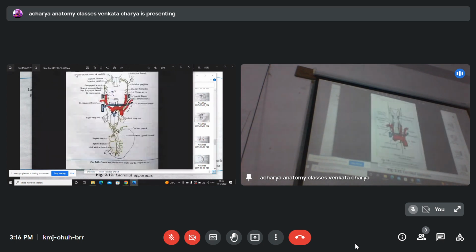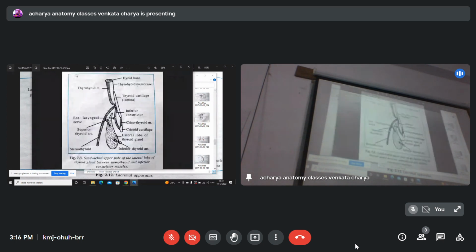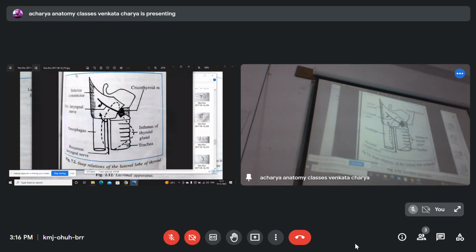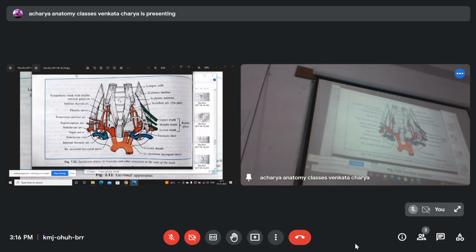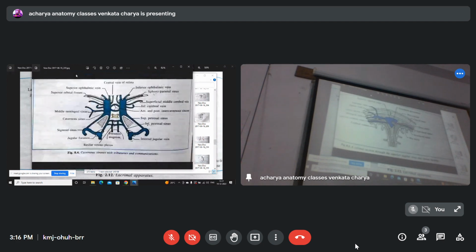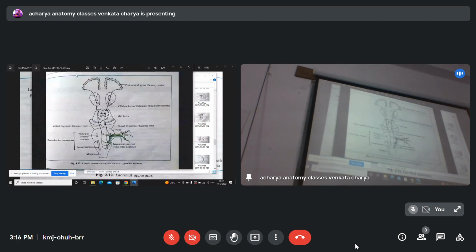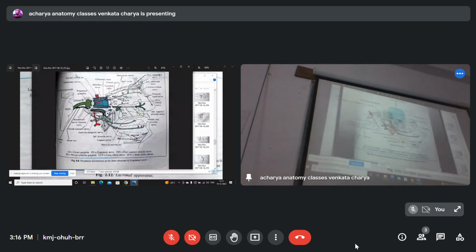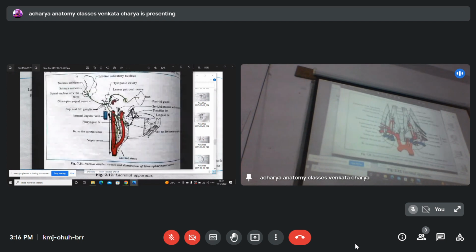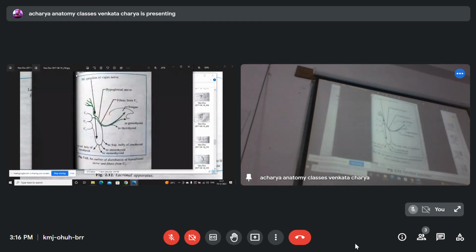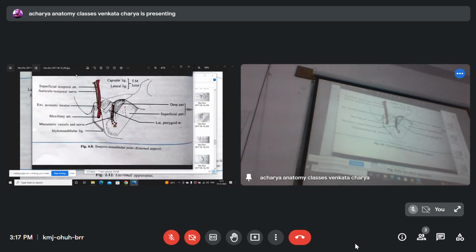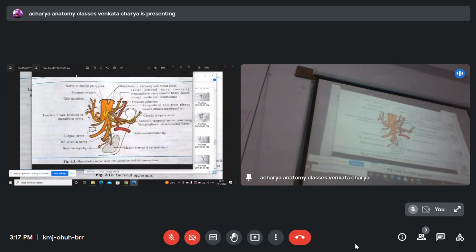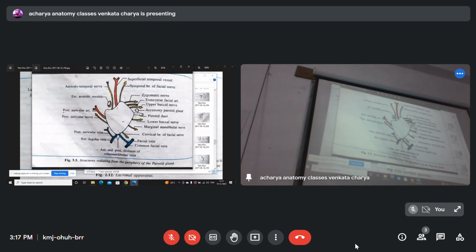Surfaces are done. Borders, anterior border first. Anterior border separates the anteromedial surface and the superficial surface.